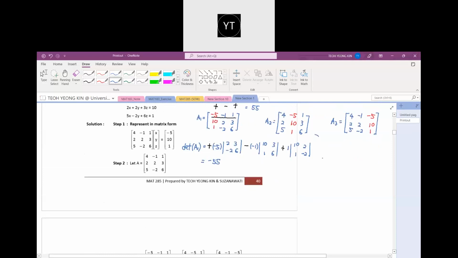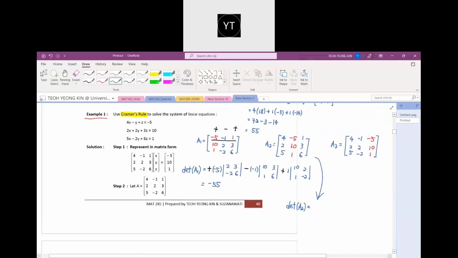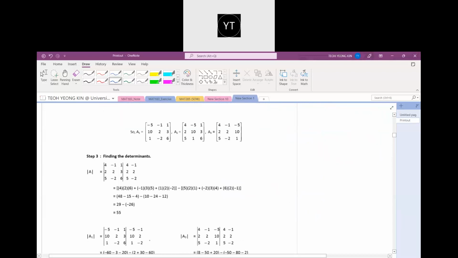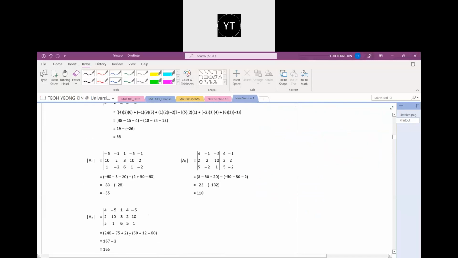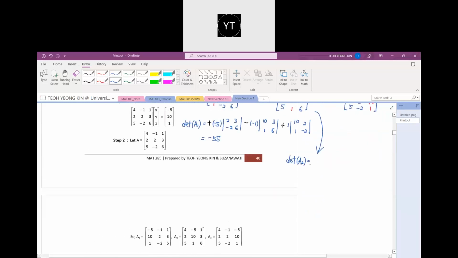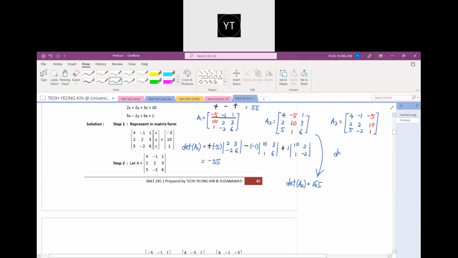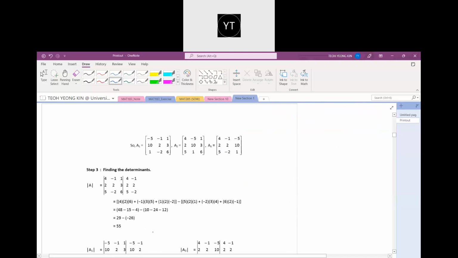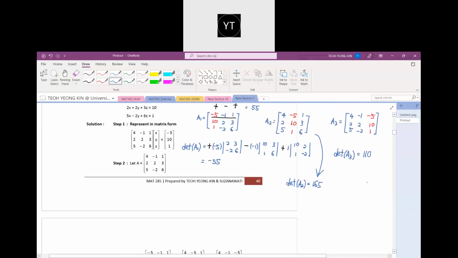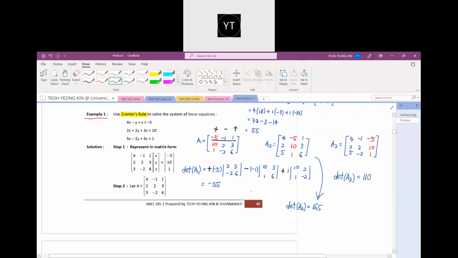The same thing you will do here is the determinants of A2. Buat yang sama saja. Saya dah tunjuk dah yang pertama. You boleh tengok balik. Determinants of A2 will be 165. And determinants of A3. Cari satu per satu. Determinants of A3 is 110. So you try to find one by one.